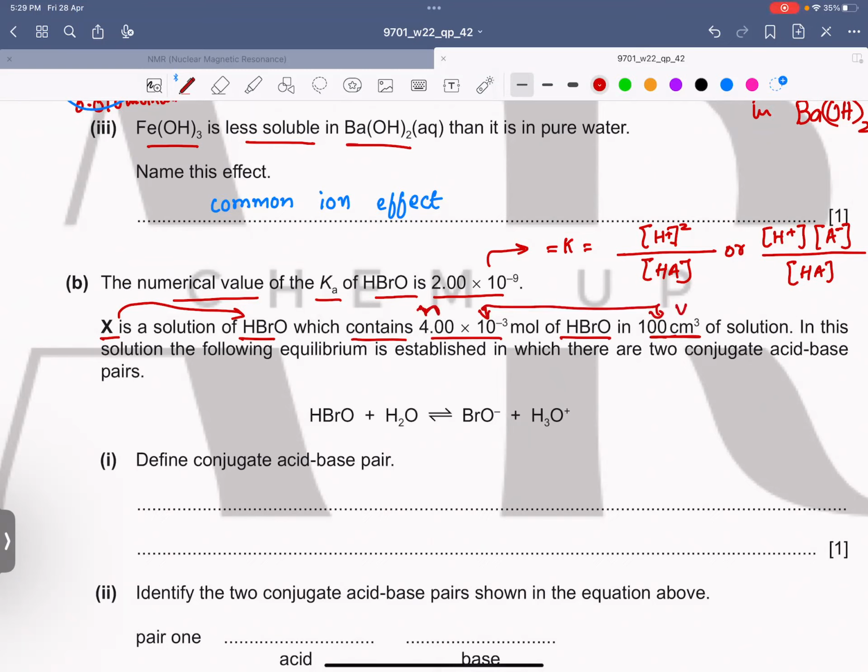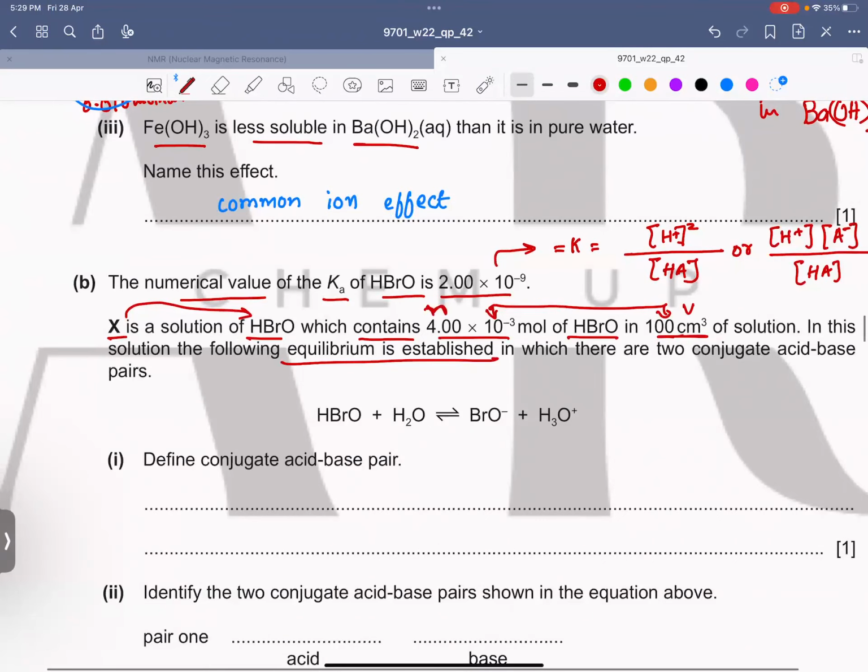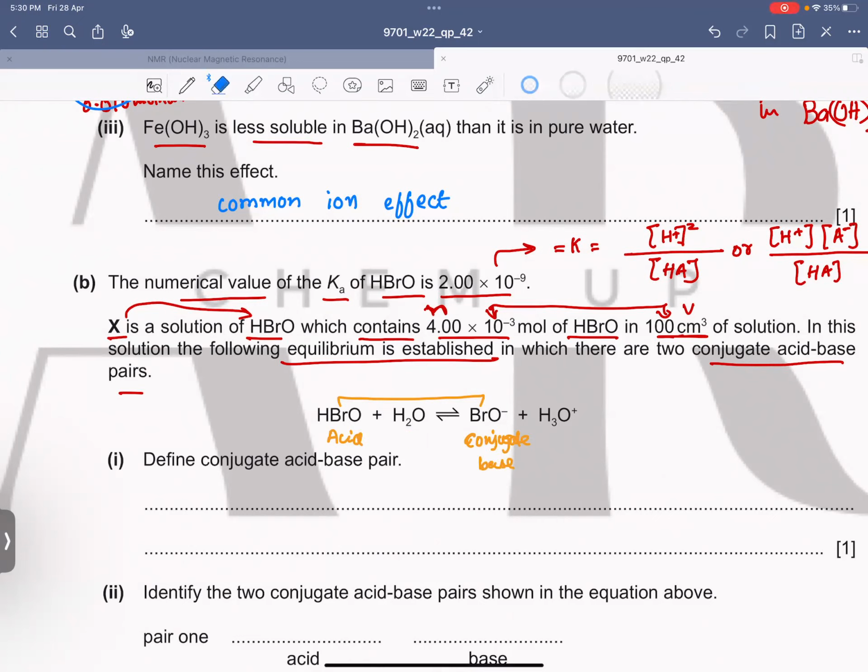In this solution, the following equilibrium is established, in which there are two conjugate acid-base pairs. Define the term conjugate acid-base pair. So what is the difference between an acid and its conjugate base? Can anybody identify? If you see, isn't it an acid because it is losing the hydrogen ion? So this one is its conjugate base, right? And this one is a base because it is accepting the H positive ion. So the species formed by accepting the H positive ion is a conjugate acid, right?